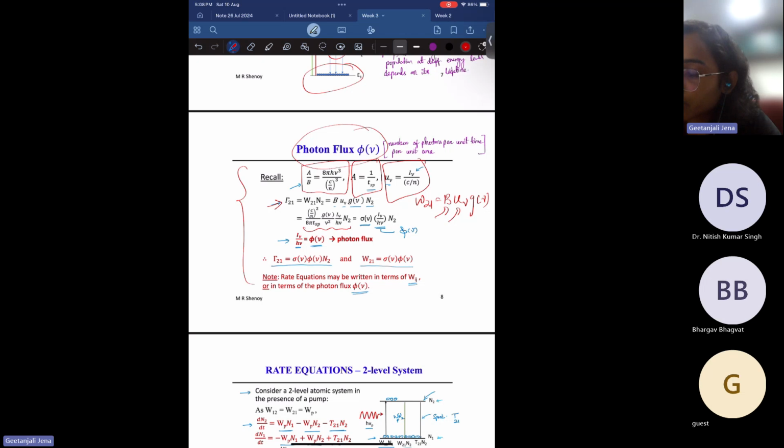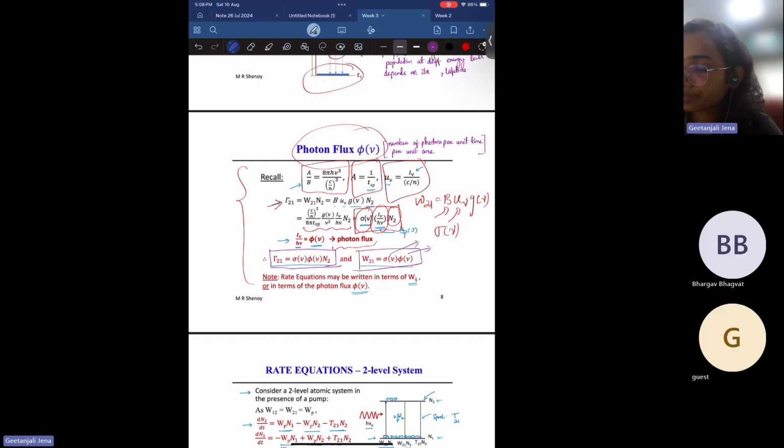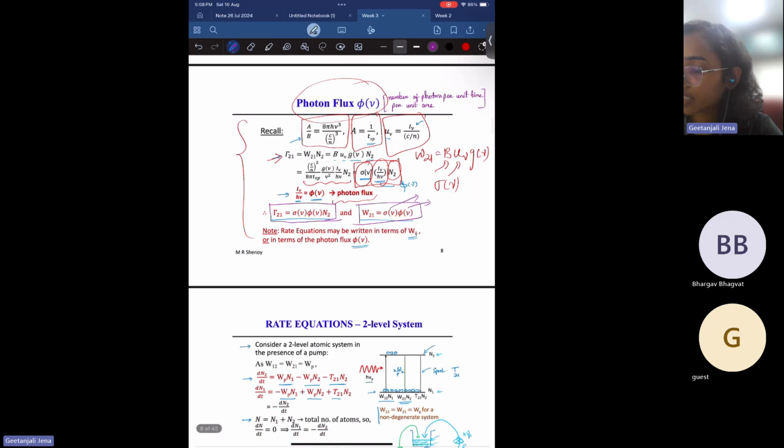If you put the value of B and uν in this case, we get this expression. And if you rewrite it, you can write it in terms of the cross section, which is σν. This we have already seen in the previous section. So you can write it in terms of σν, Iν by hν, and N2. And Iν by hν is nothing but the number of photons per unit time per unit area. So this indicates the photon flux: how many photons are crossing the cross section per unit time per unit area. So now you can write the rate equation as W21 is σν φν N2, where W21 is the cross section multiplied by the photon flux. Okay, so this is the expression.